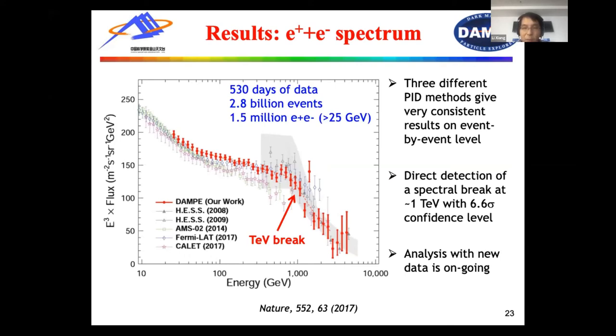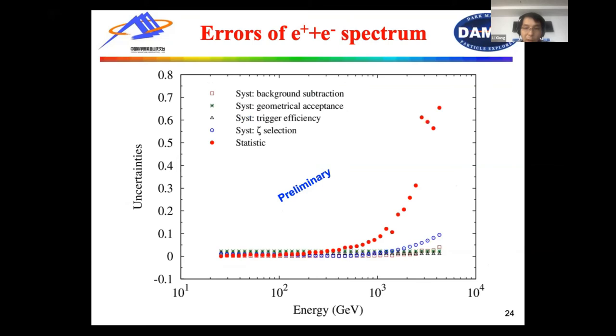And this spectrum reveals clearly a spectral break with a high significance of over 6.6 sigma. And the analysis with new good data is ongoing. And the good news is that our uncertainties are dominated by the statistical uncertainties, especially above TeV. So with the increase of data statistics, the precision can be increased considerably.